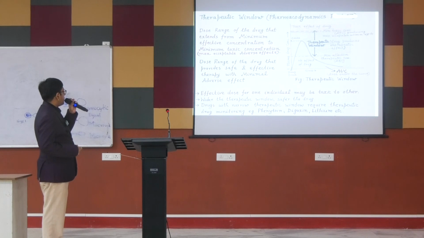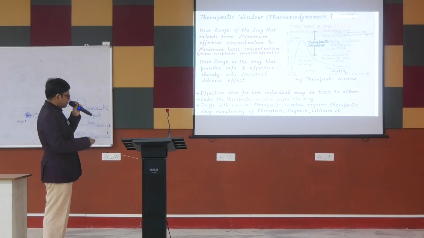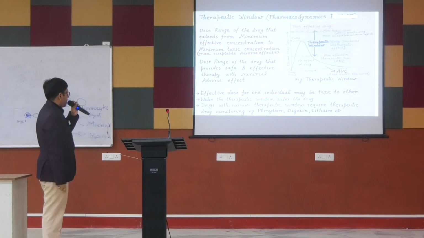And at this level, it extends from the minimum effective to the minimum toxic concentration. This level is called the minimum toxic concentration. At this level, you get adverse effects that can be maximally accepted. Beyond that, there is a chance of severe toxicity and death. The gap between minimum toxic concentration and minimum effective concentration is the therapeutic window. The higher this gap, the safer the drug.